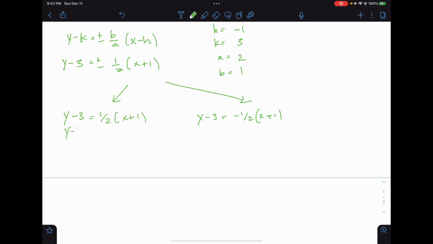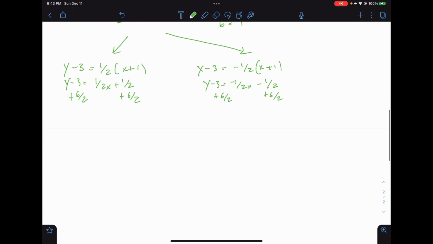And then the next step is y minus 3 is equal to 1/2 x plus 1/2. Then we need to find the common denominator, which is 2. So we'll add 6 over 2 to each side. Y is equal to 1/2 x plus 7 over 2.